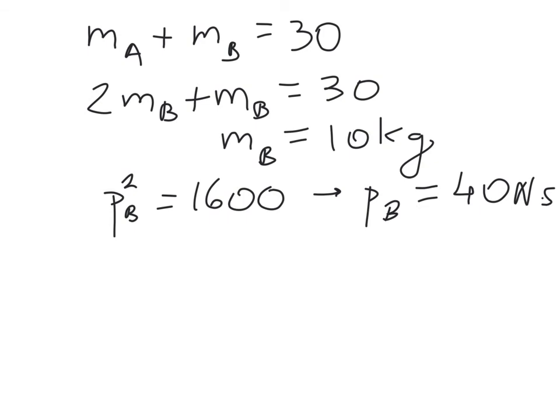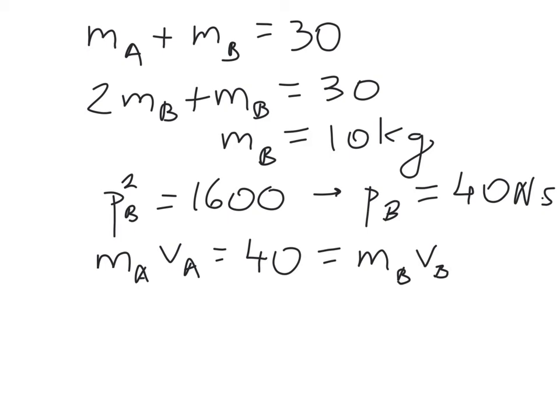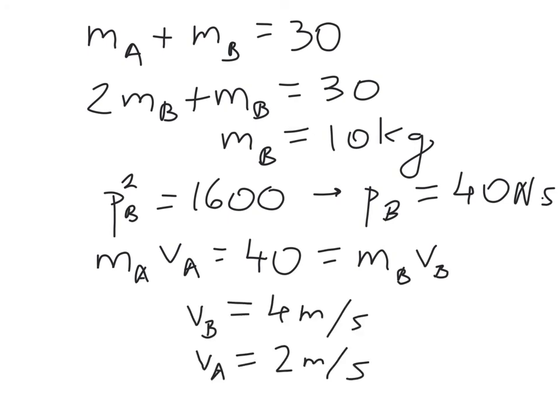And so, putting all this together, we have MAVA, which is PA, equal to 40 newton seconds, equal to MBVB. We already know that the mass of B is 10 kilograms, and so we have that the speed of B is 4 meters per second, and since MA is 20 kilograms, the speed of A is 2 meters per second.